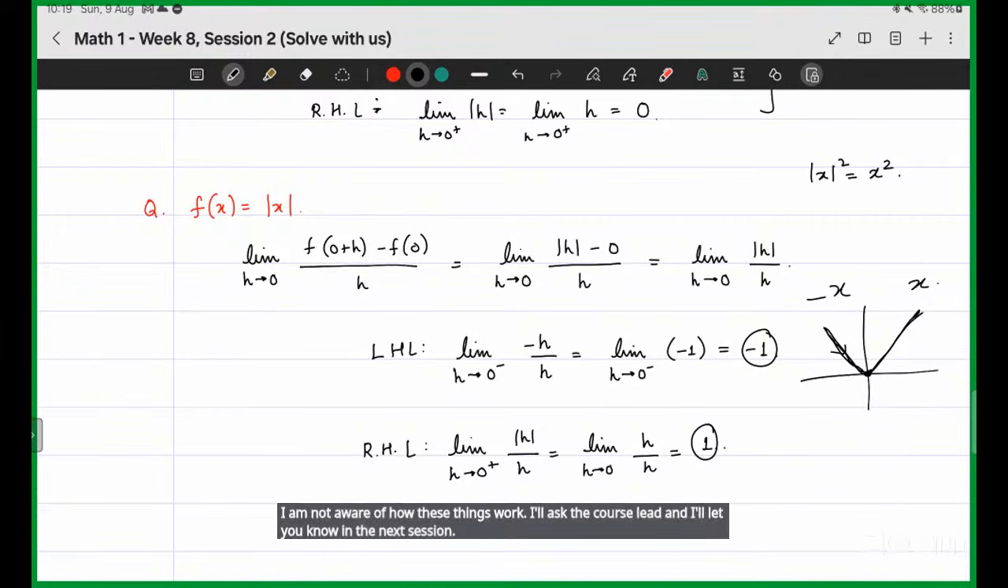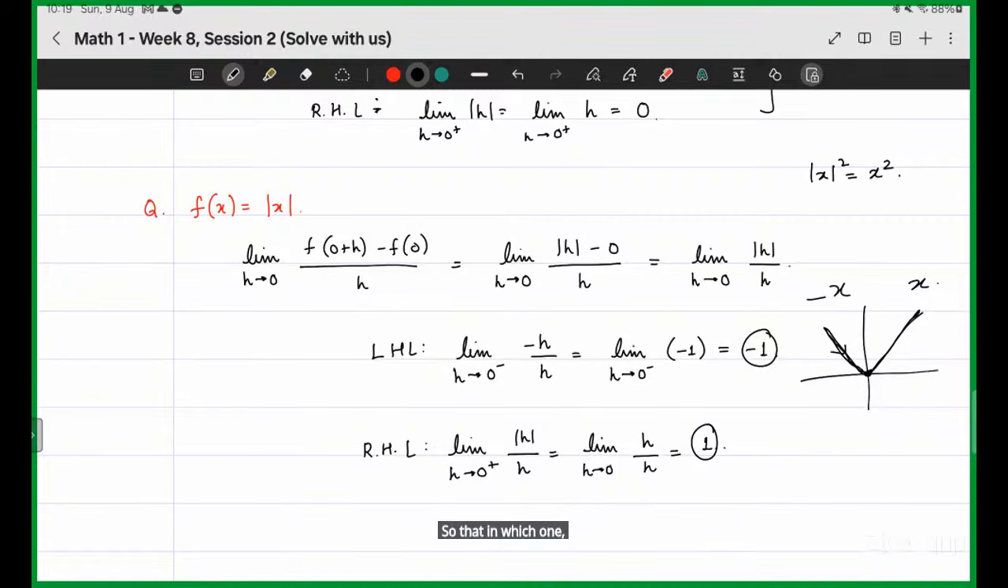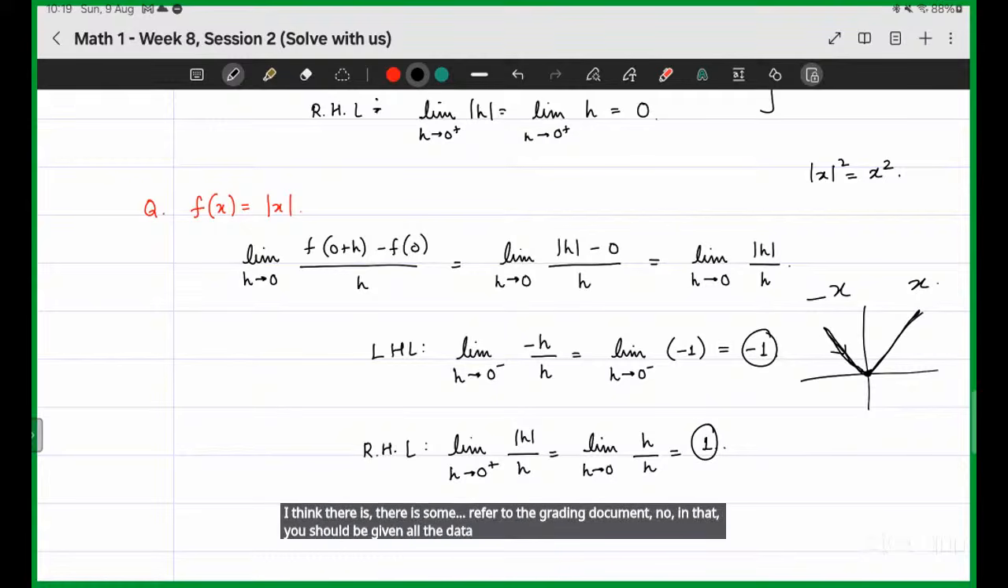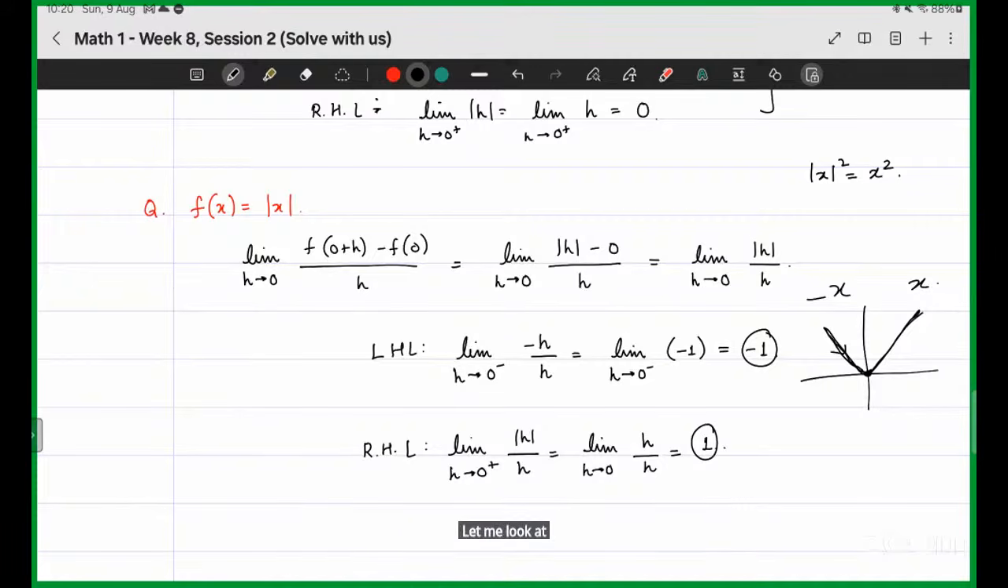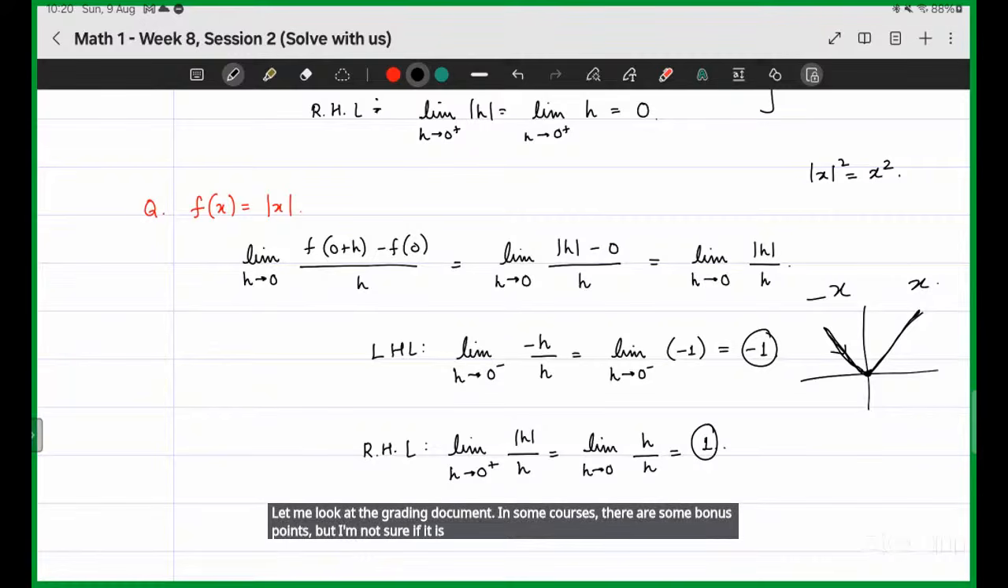Sir, are the mocks graded, or is it just for practice? I think there is some grading document, so let me look at it. In that you should be given all the data. In some courses, there are some bonus points, but I'm not sure if it is there in Maths 1.